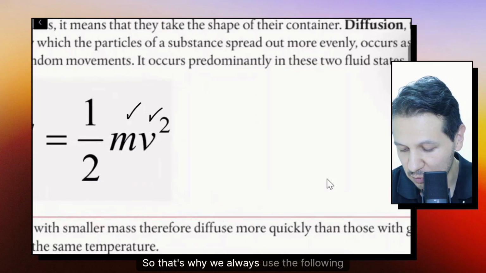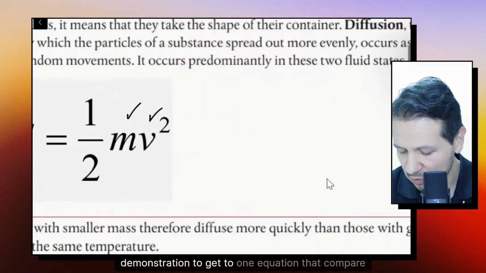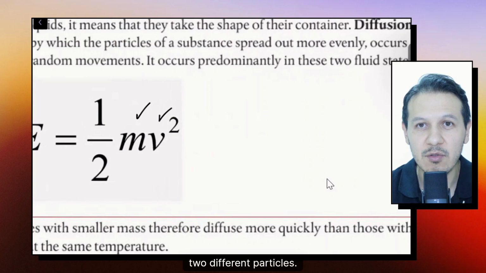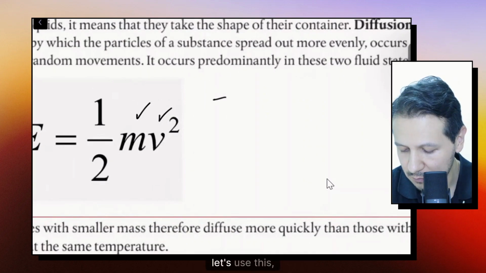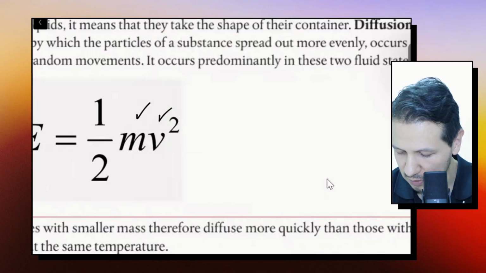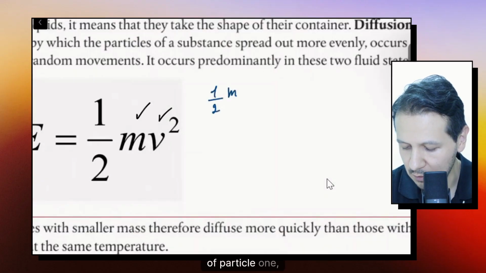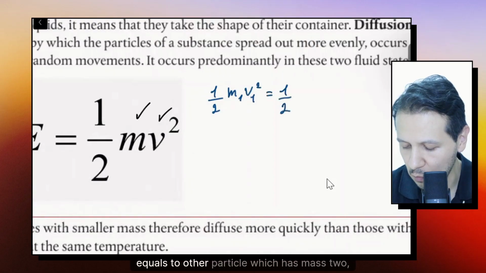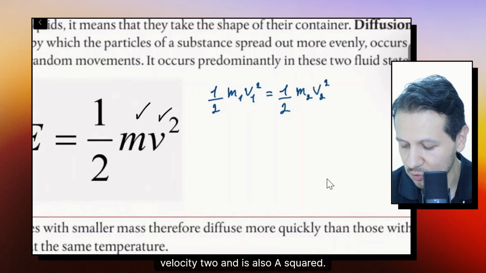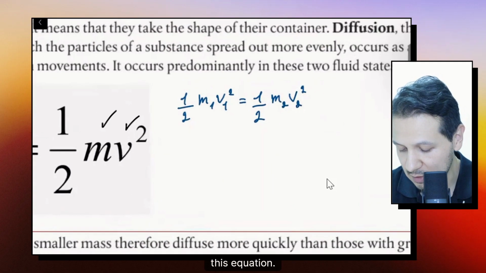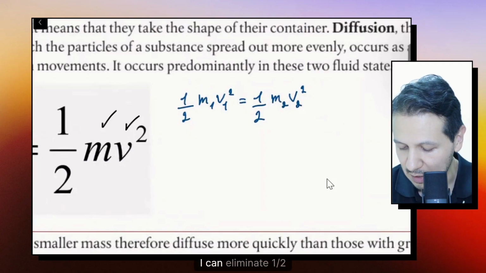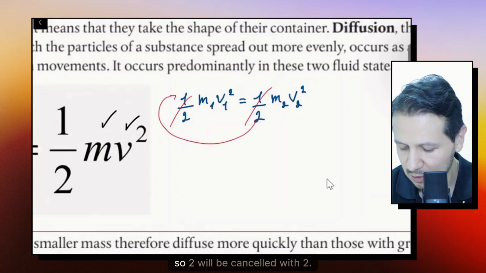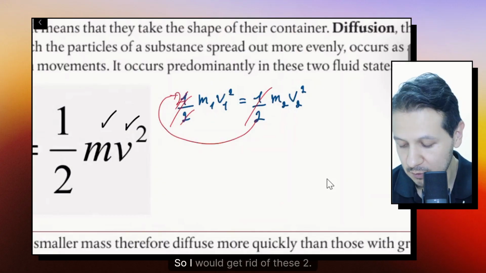So that's why we always use the following demonstration to get to one equation that compares two different particles. So we say that particle 1, let's use this blue one here, has 1/2 mass 1, velocity 1 squared, equals another particle which has 1/2 mass 2, velocity 2, and is also squared. So we are making this equation. Now, if you see, I can eliminate 1/2 because if I put 2 here, the 2 will be cancelled with 2. So I will get rid of this 2.